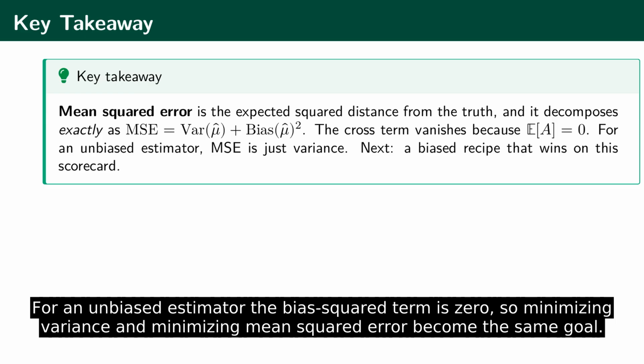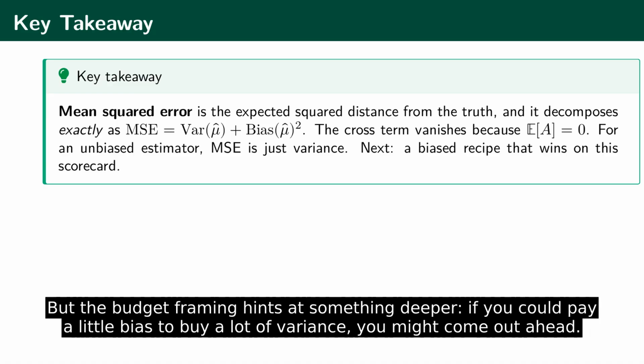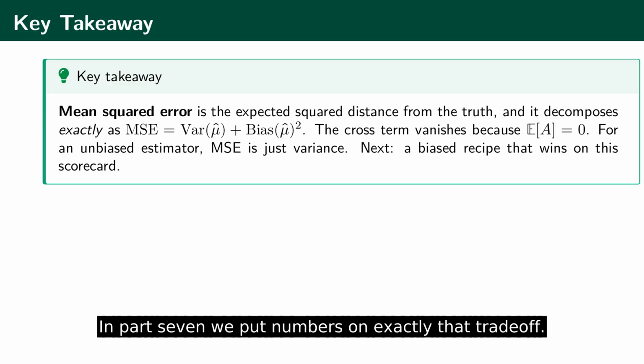For an unbiased estimator, the bias squared term is 0, so minimizing variance and minimizing mean squared error become the same goal. But the budget framing hints at something deeper. If you could pay a little bias to buy a lot of variance, you might come out ahead. In part 7, we put numbers on exactly that trade-off.